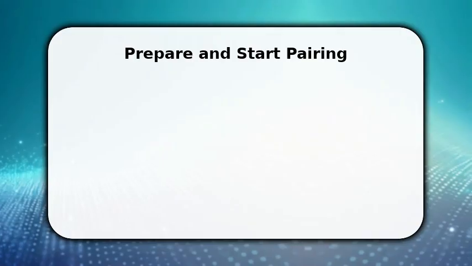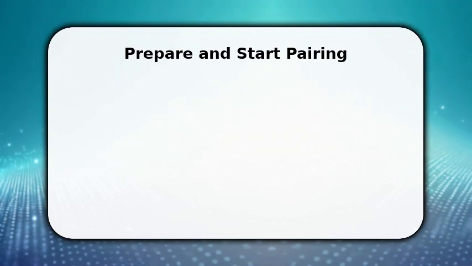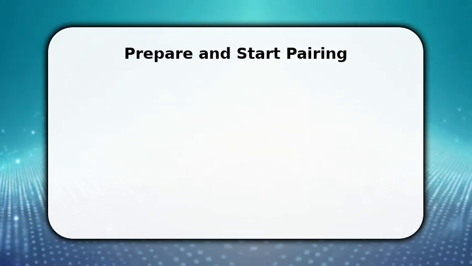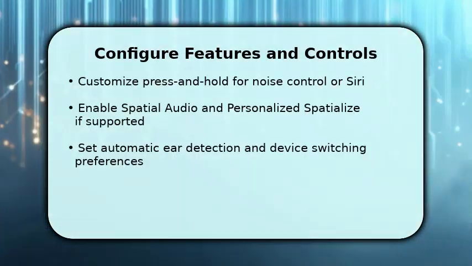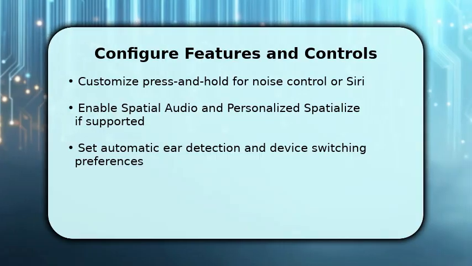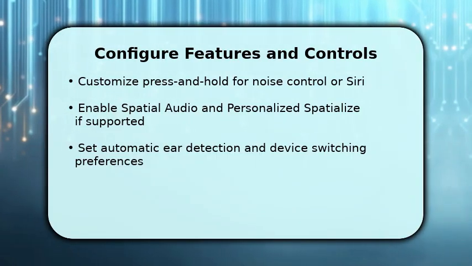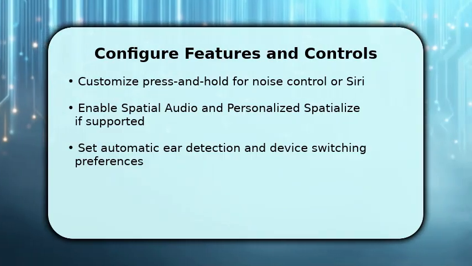If using a non-Apple device, open Bluetooth settings and select AirPods Pro 2 to begin pairing. Once paired, you configure controls to suit how you listen. You can set press and hold on either stem for noise control or Siri, choose noise canceling when you need focus, and transparency when you need awareness.